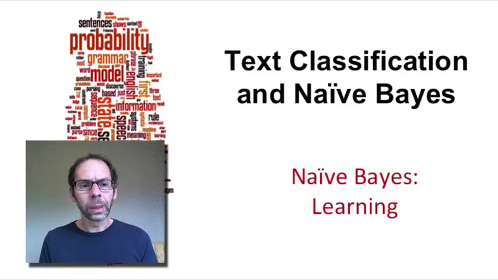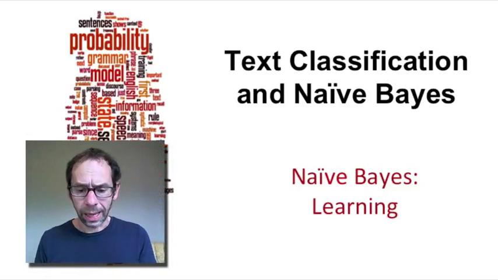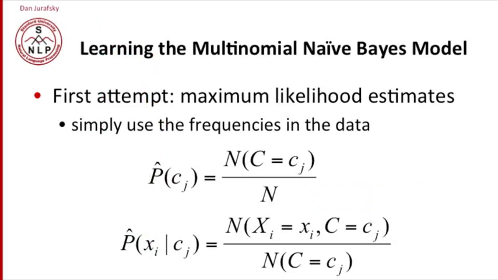How do we learn the probabilities that we need for the naive Bayes classifier? The simplest thing we could do is just to use maximum likelihood estimates. In other words, we just use the frequencies in the data. So we say our estimate of the prior probability of a class j is n, where n means count, the count of times that our class is class j over all documents. In other words, out of all documents, how many of them are class j? That's our prior probability of class j.